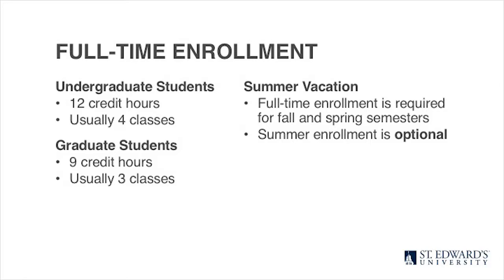Full-time enrollment for undergraduate students is considered 12 credit hours. Usually that's around 4 classes. For graduate students, they are required to enroll in at least 9 credit hours every semester, which is typically 3 classes. In the summertime, full-time enrollment is not required. Full-time enrollment in summer is optional.